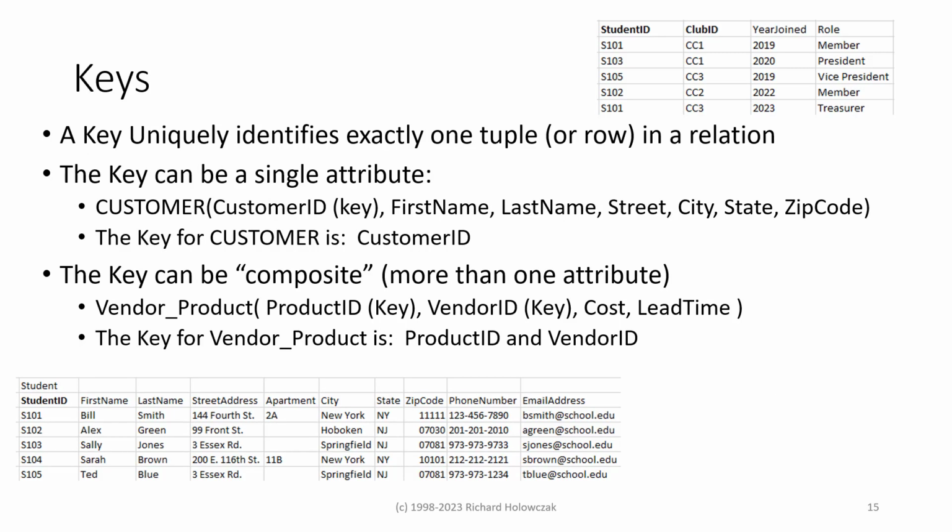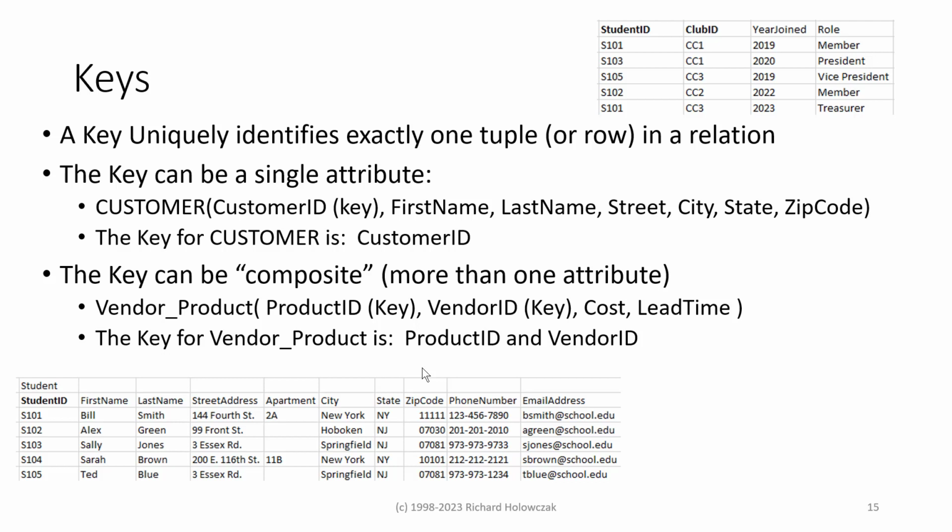Okay, I just mentioned this idea of keys and functional dependencies. I think by now you probably have heard what a key is. A key is an attribute or a set of attributes that uniquely identifies exactly one tuple or row in a relation. If I point down here to the student ID, we can see that if we know what the student ID is, we can determine exactly one first and last name, address, apartment, city, state, zip code, phone number, and email address. In other words, all we need is that student ID to be able to get exactly one row, exactly one tuple.